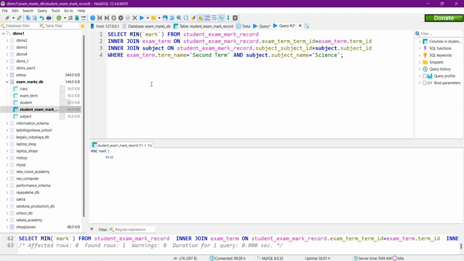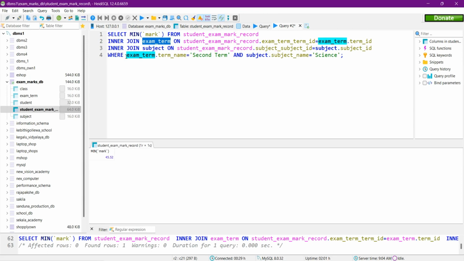So when we look at the query, we have used the keyword called minimum. So we need the marks, so I put the mark column name as mark in the brackets. And then I have joined two tables because in the question there are three tables involved: first the student exam mark record table, and then the exam term table, and then the subject table.